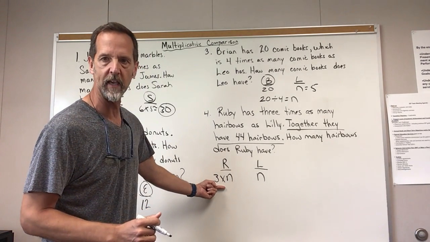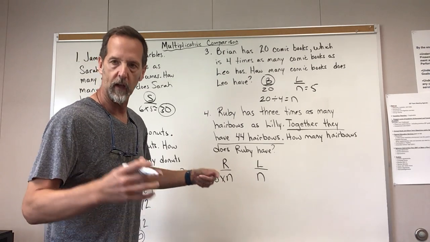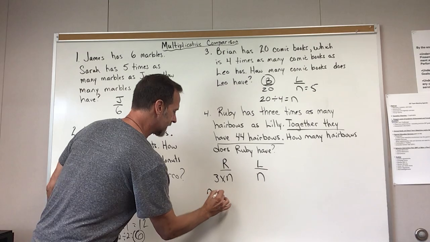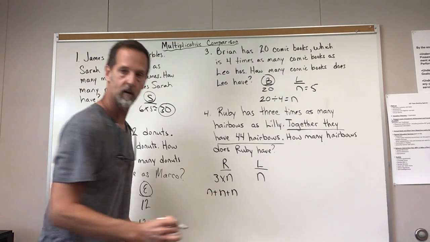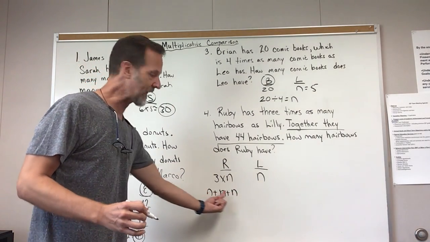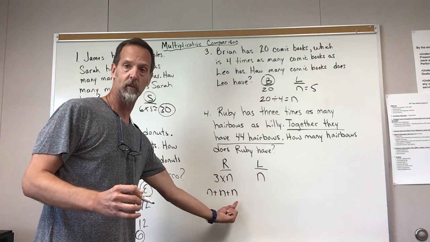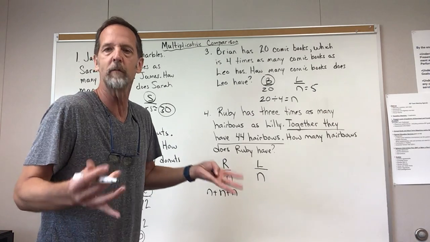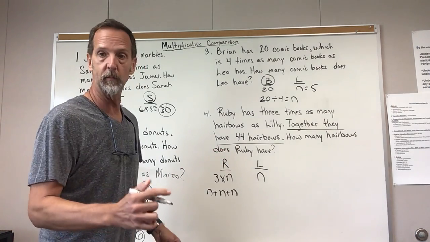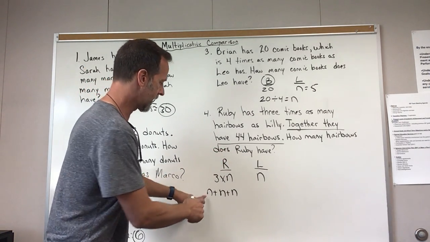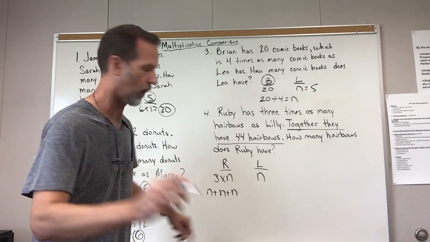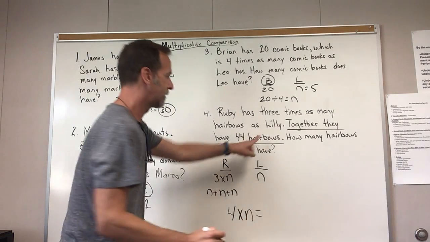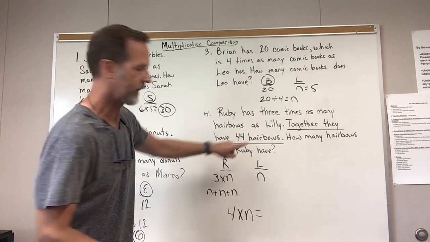Remember that 3 times N, right? Anytime you multiply, it's like repeated addition. That's like saying N plus N plus N. With me? Right? 3 N's. Her amount 3 times. Yeah? Okay? So how many N's, if I put them together, how many N's does that give me all together? Gives me 4. Her 3 and hers. So 4 N's, 4 times N is going to give me that total of 44.